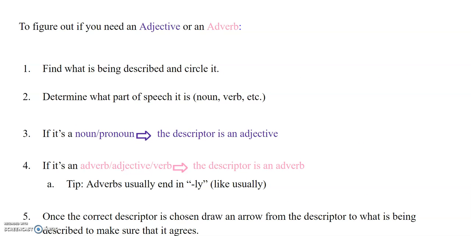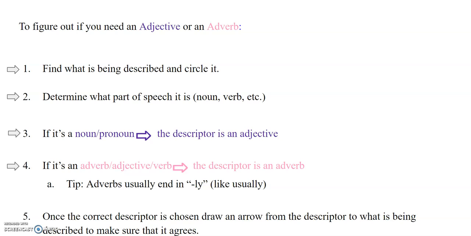So, if you need to tell whether or not you're dealing with an adjective or an adverb, there's some steps you can take to break it down. First, find what's being described. Circle whatever that is. Then think to yourself, okay, is that a noun, verb, pronoun, adjective? What part of speech is that? Identify it. If you're dealing with a noun or pronoun, you know you're going to have an adjective. If you're dealing with a verb, an adjective, or another adverb, the descriptive is usually going to be an adverb.